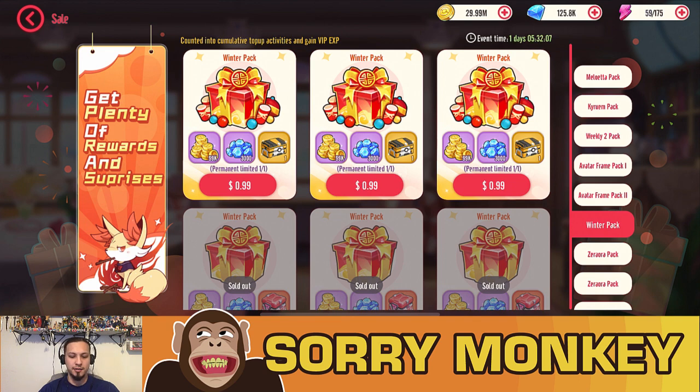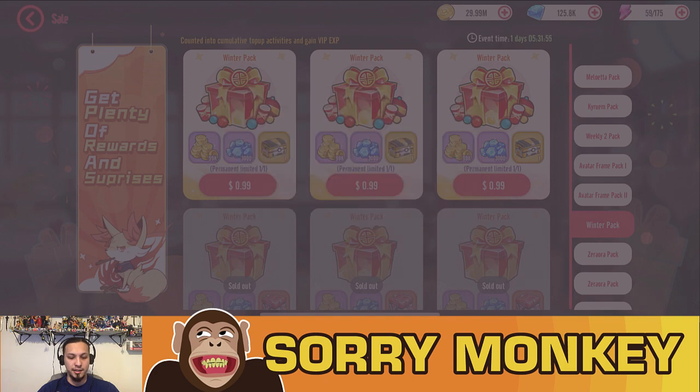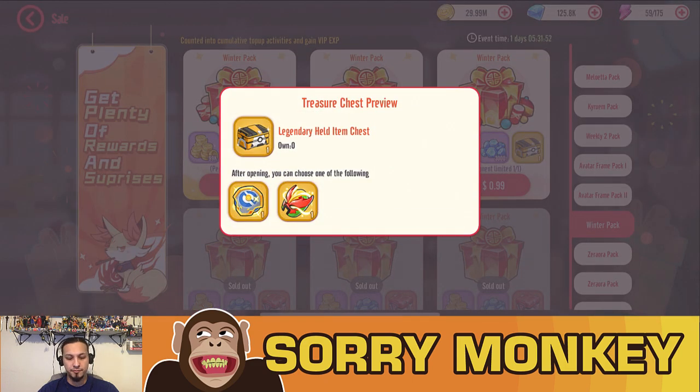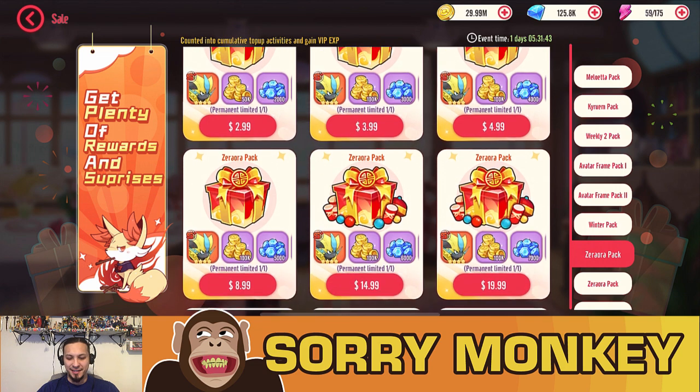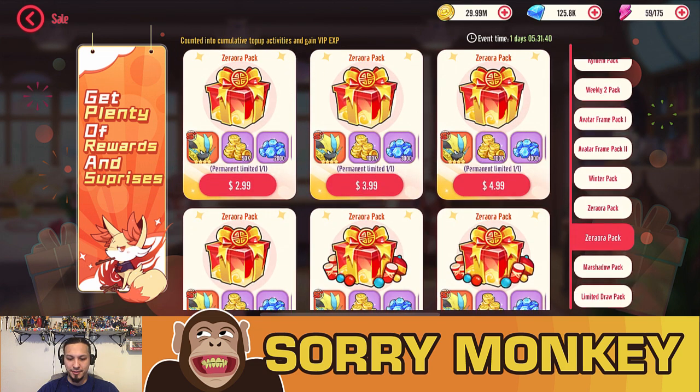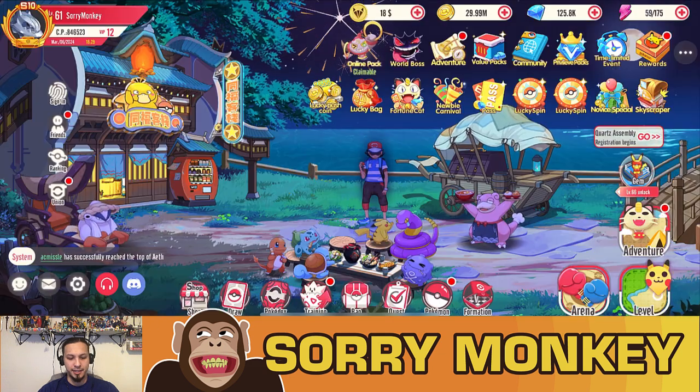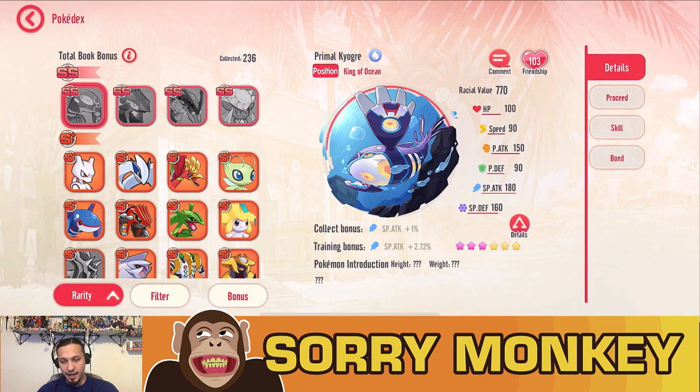And look at this, I already bought some. They're $1. You get 100,000 gold, 3,000 diamonds, and then a legendary held item. So a pick of 2. That's kind of crazy. And all these different Pokemon, right? Let's look at the Pokedex, because that brings me to my next pro. It's just the variety of Pokemon that are available currently.